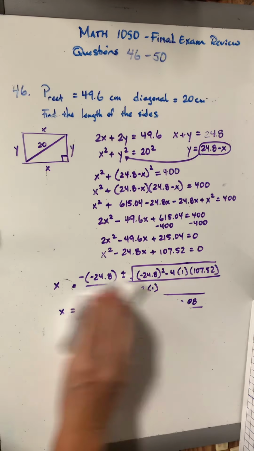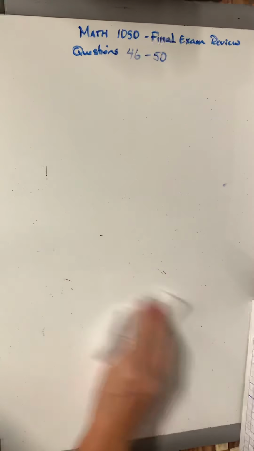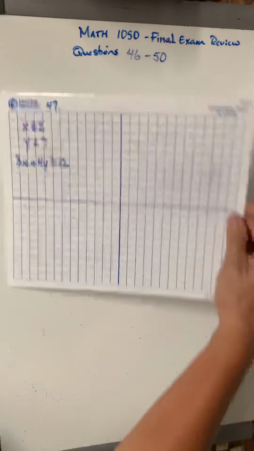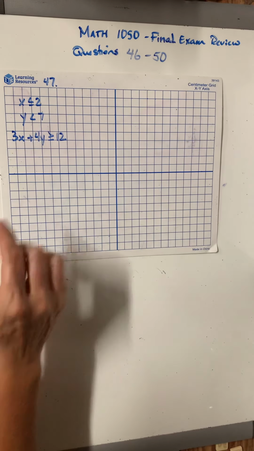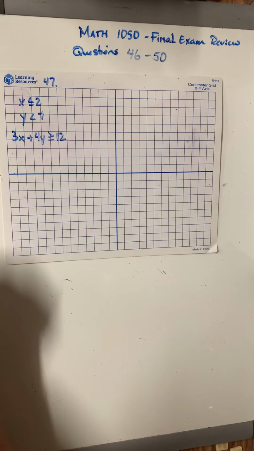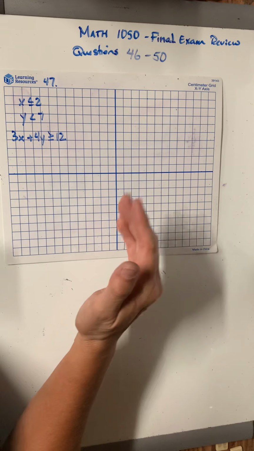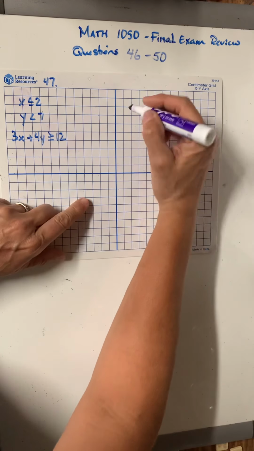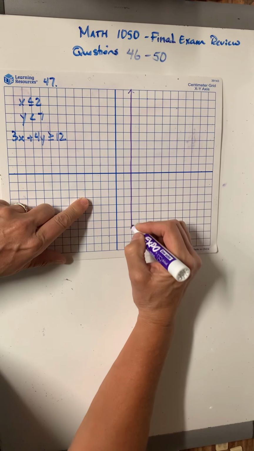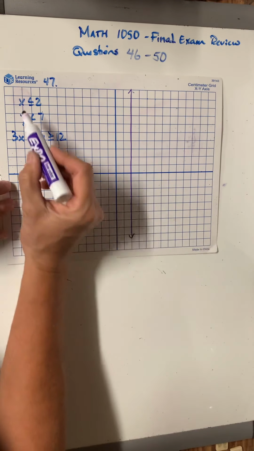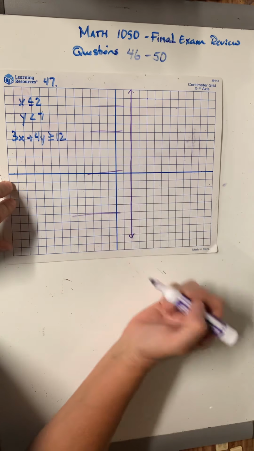All right, let's move on to question 47. In 47, they want me to draw this graph with these inequalities. So first I have x is less than or equal to 2. Anytime I have x equal to a number, and there's no y, it's a vertical line. This is going to go through 2 on the x-axis, and it's solid because there's an or equals. If x is less than 2, that means I'm going to shade the left side.